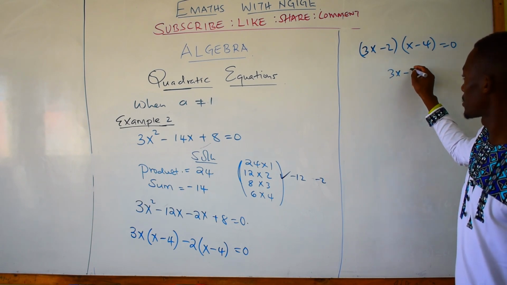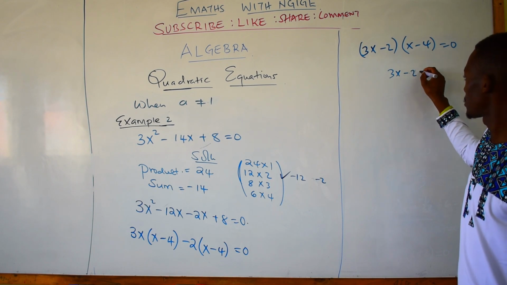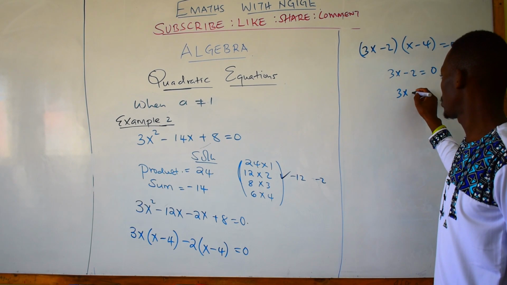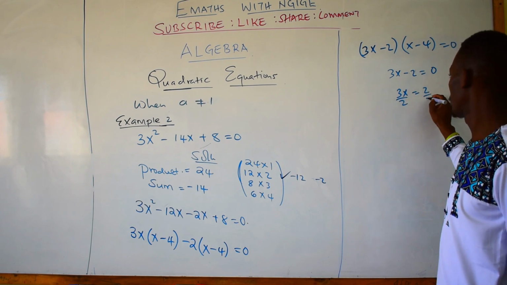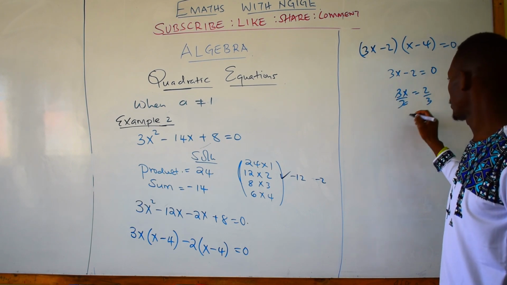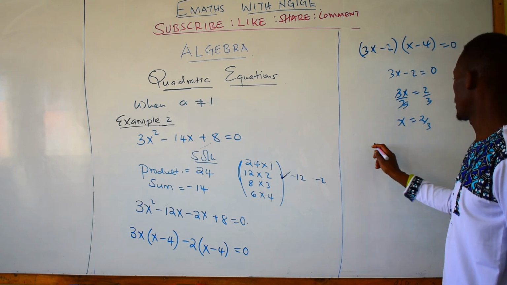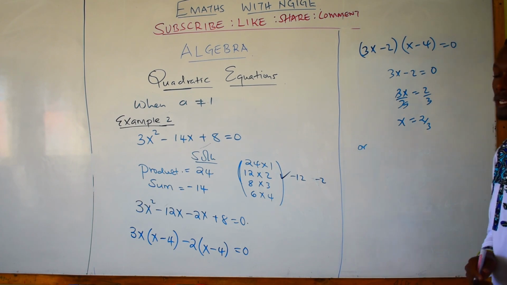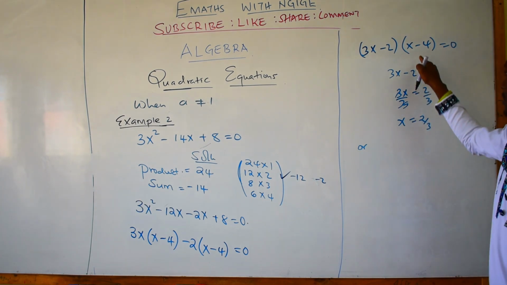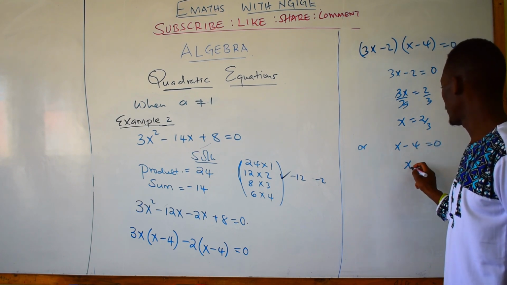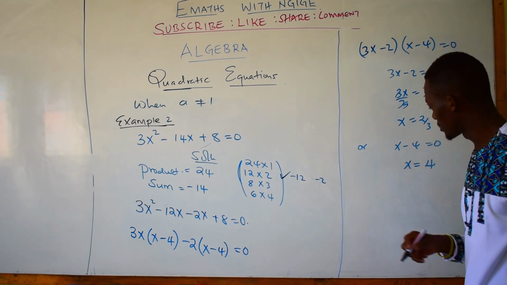So the first one is either 3x minus 2 equals 0. Now we can solve this one. 3x equals 2, then divide by 3. Then we have x equals 2 over 3. Or, remember we're supposed to get two values, so it's either this one or x minus 4 equals 0. Therefore, we have the value of x to be positive 4.